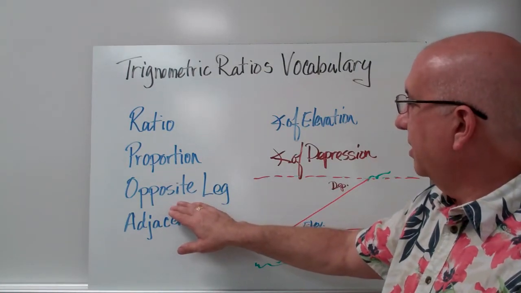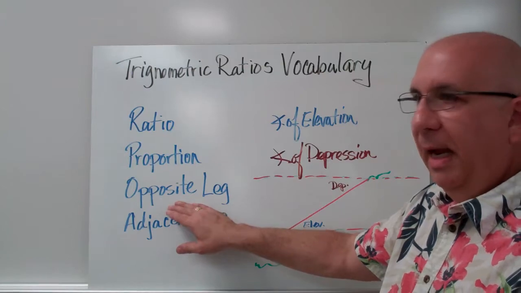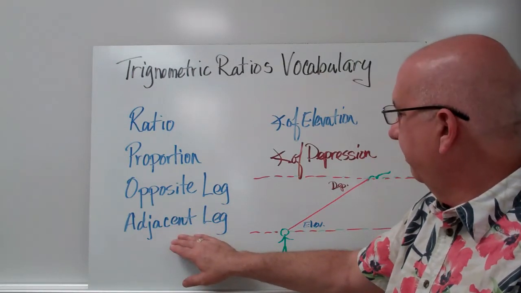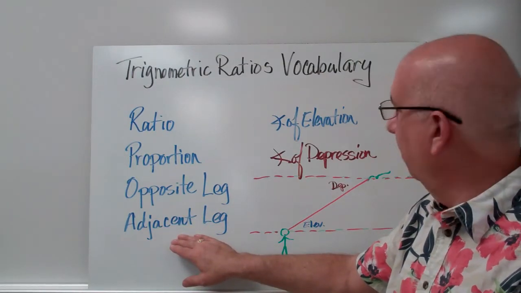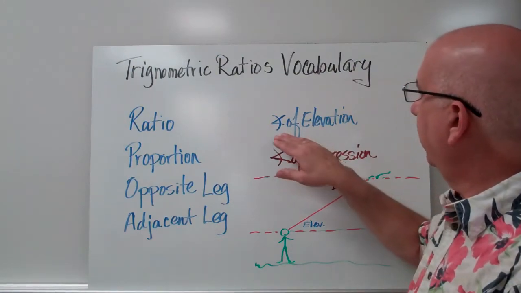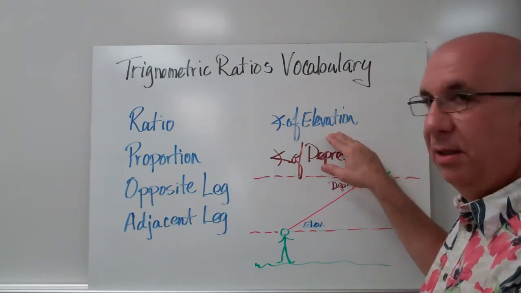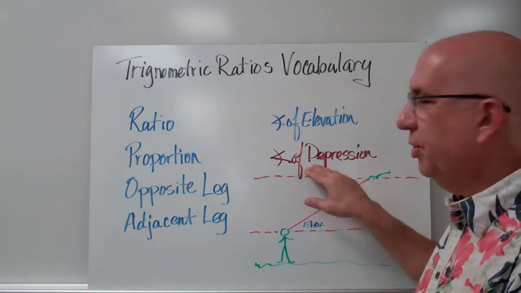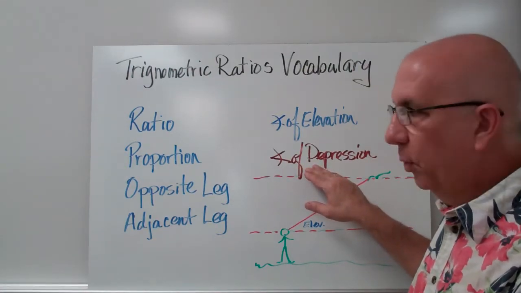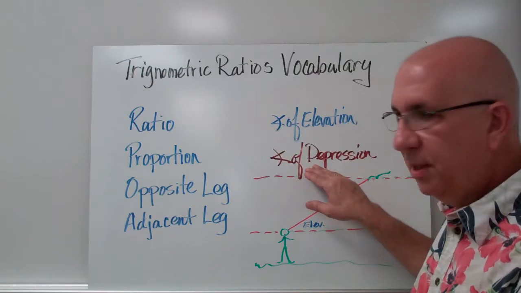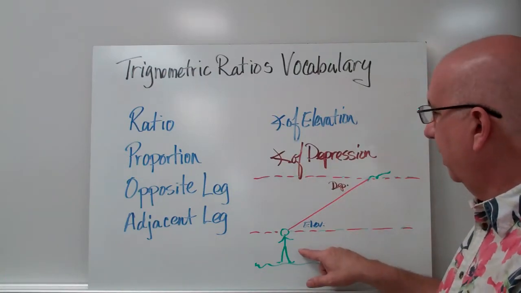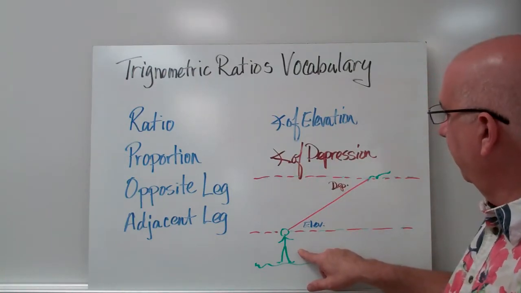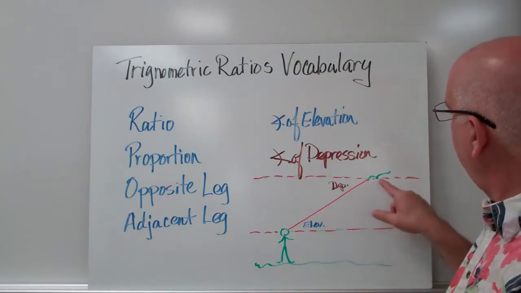We need to know what opposite leg is and what adjacent leg is. And I'll show you that in a few moments. We also need to know what an angle of elevation is and an angle of depression. The example that I have for you for angle of elevation and depression is this. I've got a diagram of an individual, a man or woman, standing here looking up at a bird.